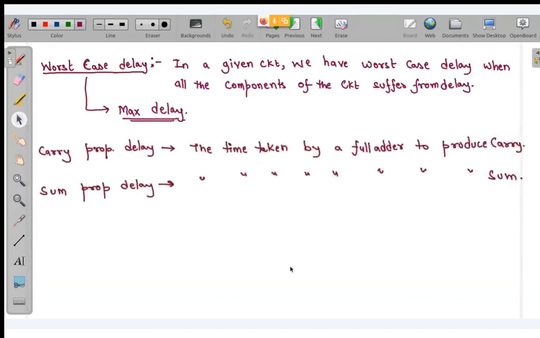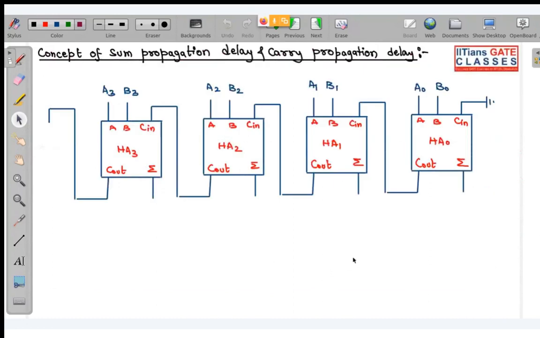Okay, so if you guys have any doubt, you can ask immediately. Don't feel shy. Now let us assume that in the first case, we have worst propagation delay. So worst case delay, or you can even say worst propagation delay. In worst case delay, we mean that all the full adders are suffering from delay. So let us assume sum propagation delay over here is 1 nanosecond and carry propagation delay is 2 nanoseconds according to our example.